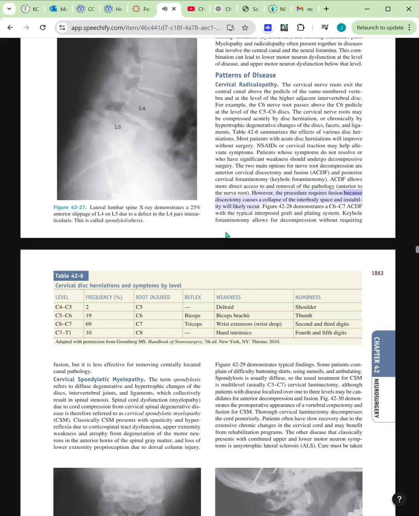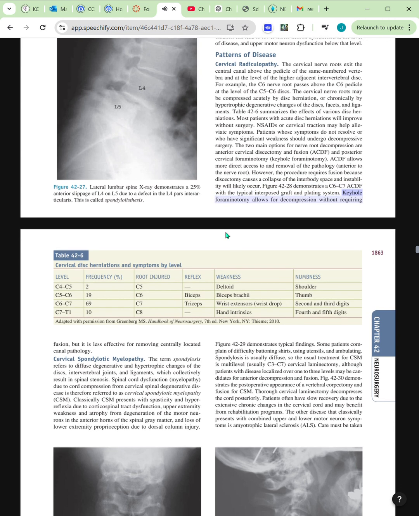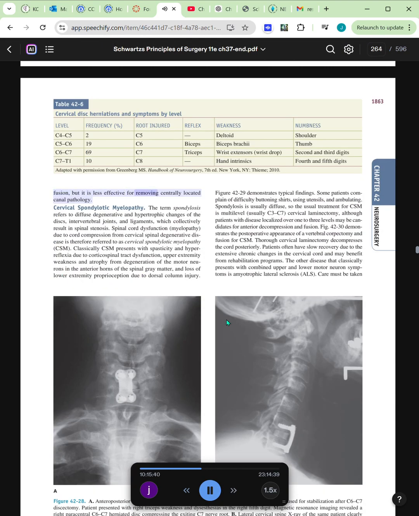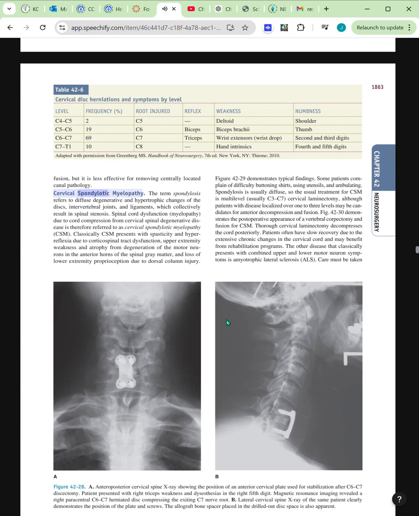However, the procedure requires fusion because discectomy causes a collapse of the inner body space and instability will likely occur. Figure 42-28 demonstrates a C6-C7 ACDF with the typical interposed graft and plating system. Keyhole foraminotomy allows for decompression without requiring fusion, but it is less effective for removing centrally located canal pathology.